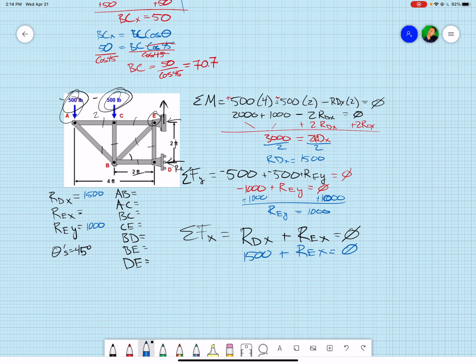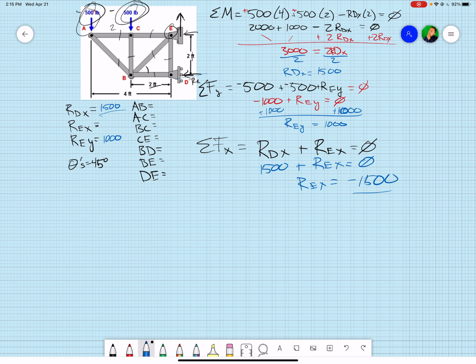That means REX is equal to a negative 1,500. Okay, so that's what we've got so far. The negative 1,500 means that if RDX is 1,500, RDX is going to the left, so REX must be going to the right. All right, so let's look at members.